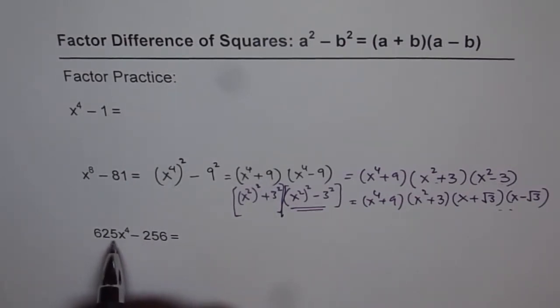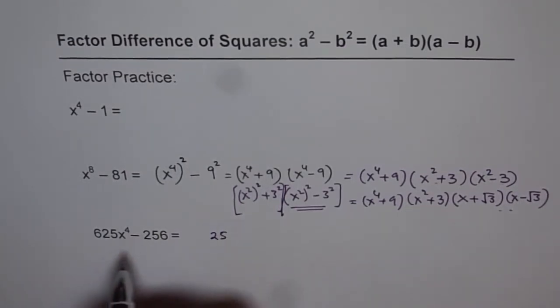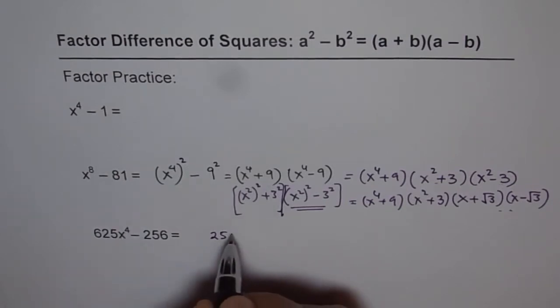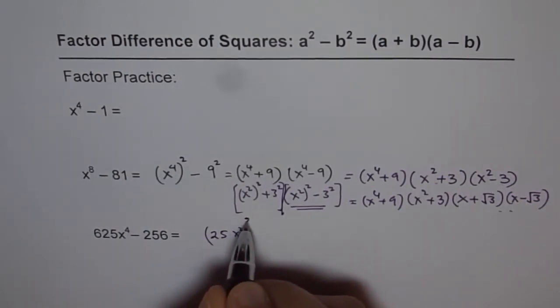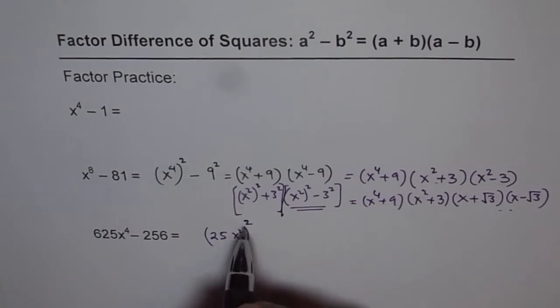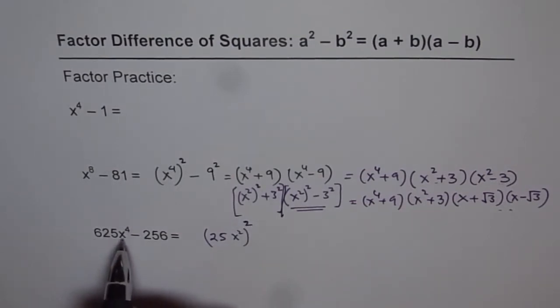We have 625 x to the power of 4 minus 256. Now, can they be written as perfect squares? So you can do the square root of 625. If you use a calculator and do the square root of 625, what do you get? The square root of 625 gives us 25, right? So we can write this as 25, and we can write x square, and now a perfect square like this. So 25x square whole square is the same as 625x to the power of 4.